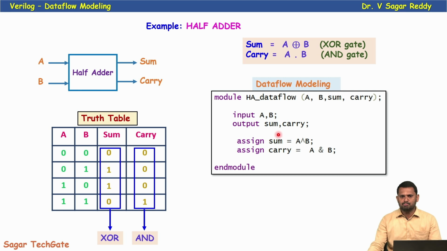So by simple two statements, we can design this half adder. A simple Boolean expression: the operator acts upon these operands and produces a relationship between the inputs and outputs. That is the reason we call it a flow of data. Okay, data flow modeling. Clear?